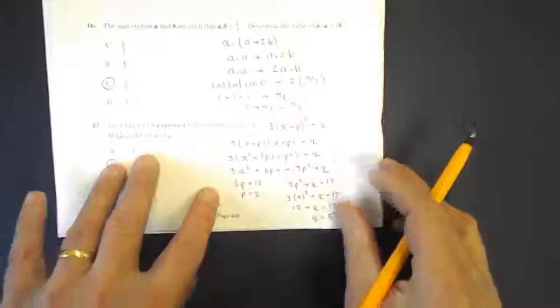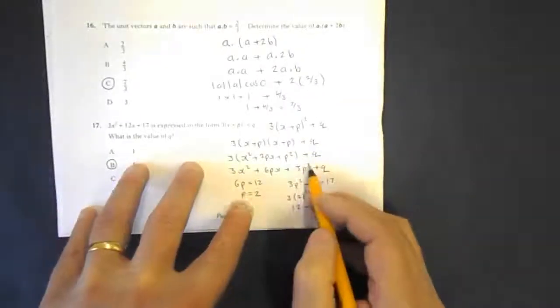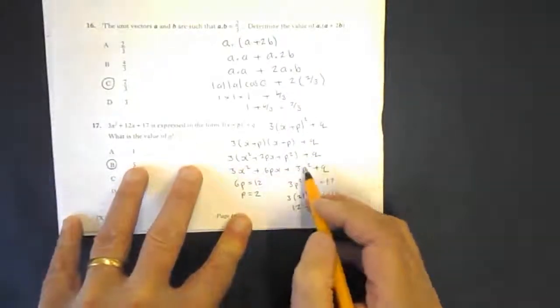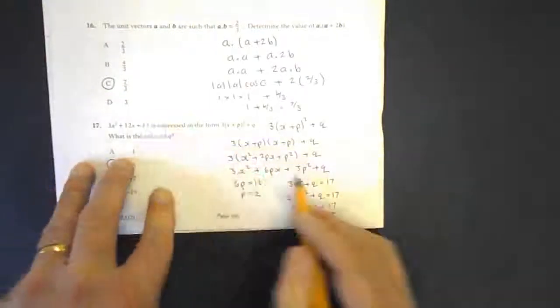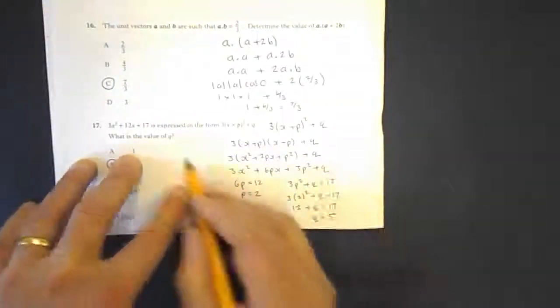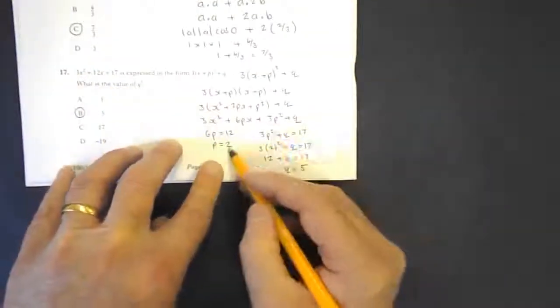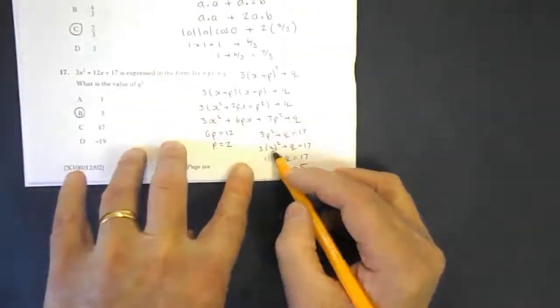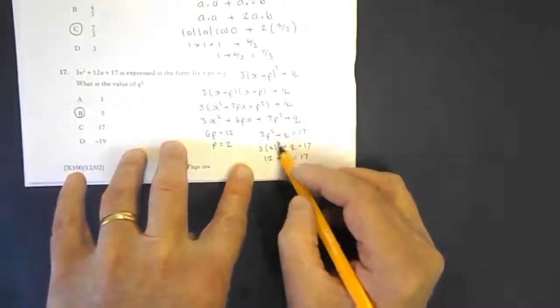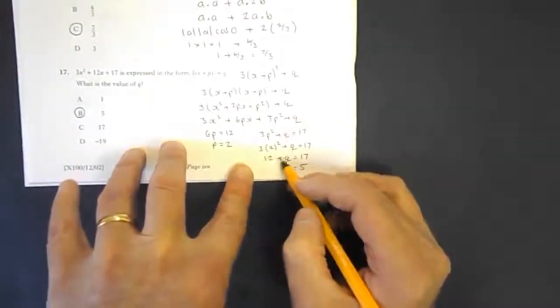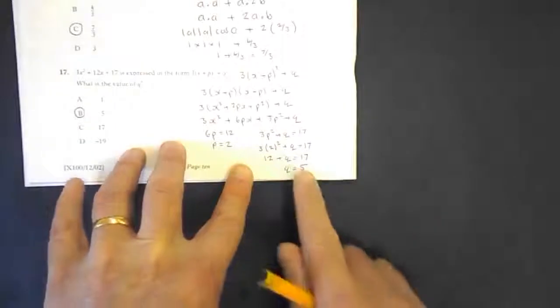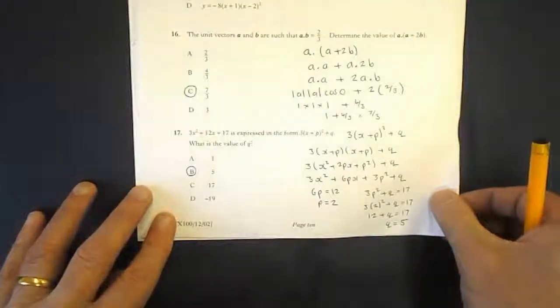Also at the very end, we have 3p squared plus q. Now that has to be 17. These have nothing to do with x. 3p squared plus q has to be 17. Now we've already got p was 2, we got that earlier on. 3 times 2 squared is 4 times 3, which is 12. Add q gives 17, so q has to be 5. That's why it's choice B.